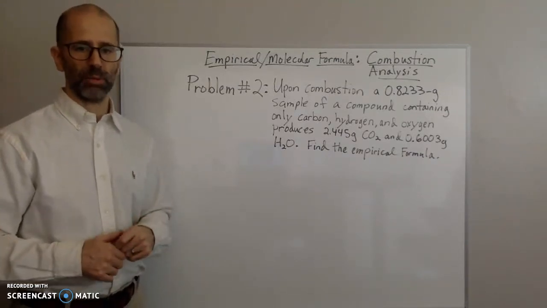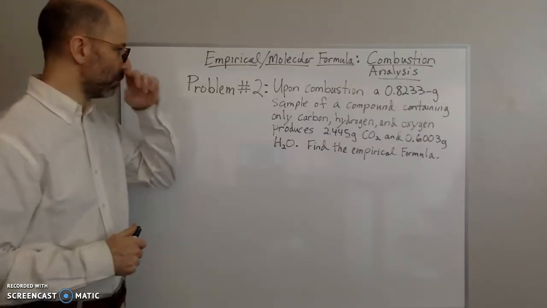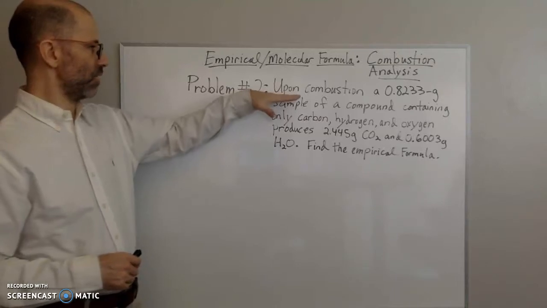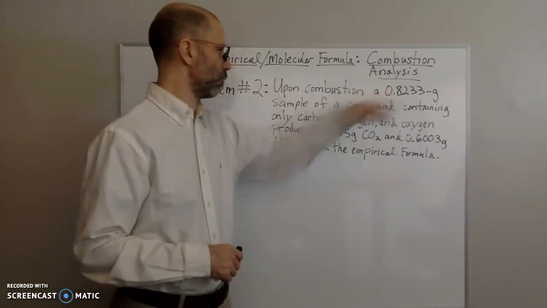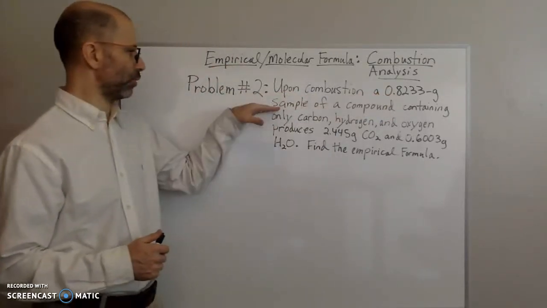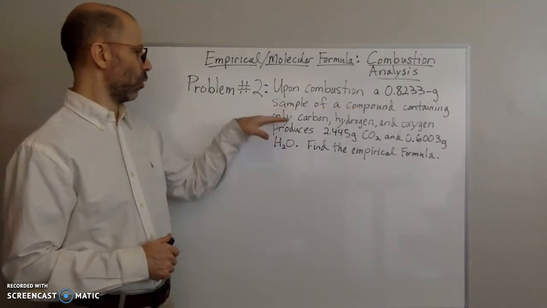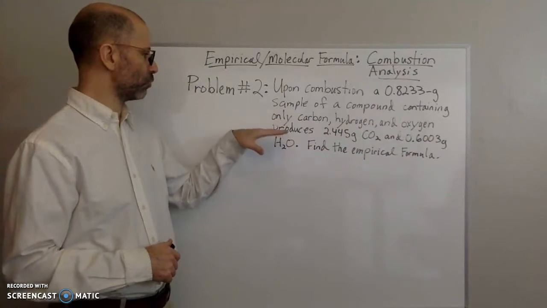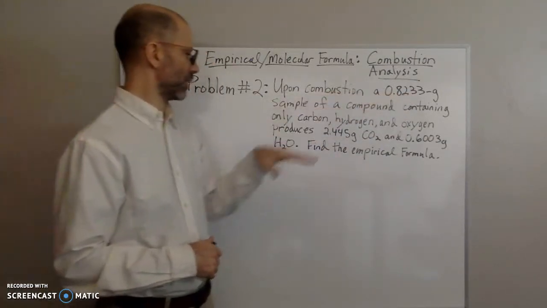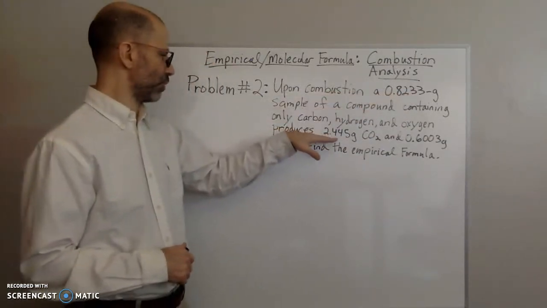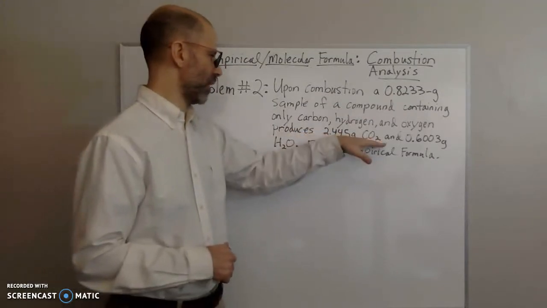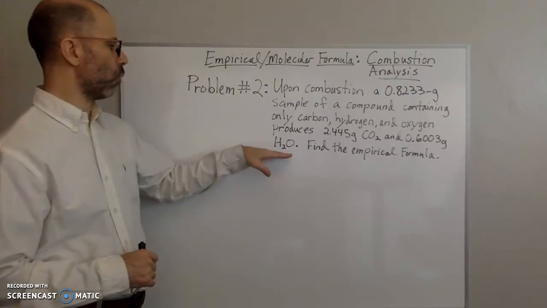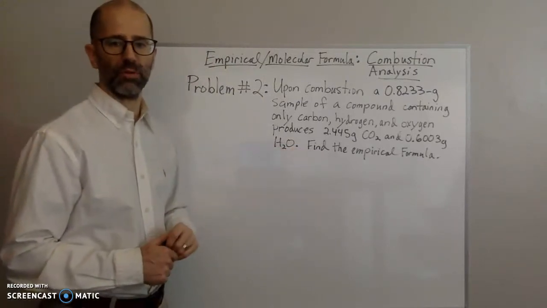So in this particular problem, you do have a combustion of a sample. Upon combustion of a 0.8233 gram sample of a compound containing only carbon, hydrogen, and oxygen, this compound, when you burn this amount, produces 2.445 grams of carbon dioxide and 0.6003 grams of water. And then they ask you to find the empirical formula.